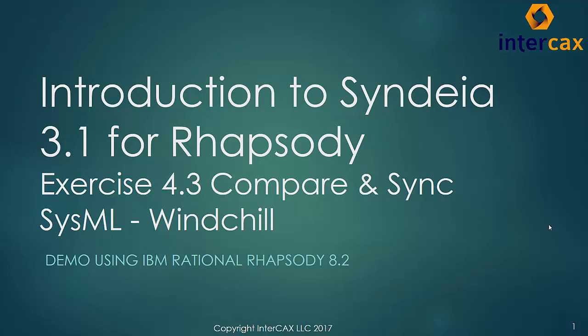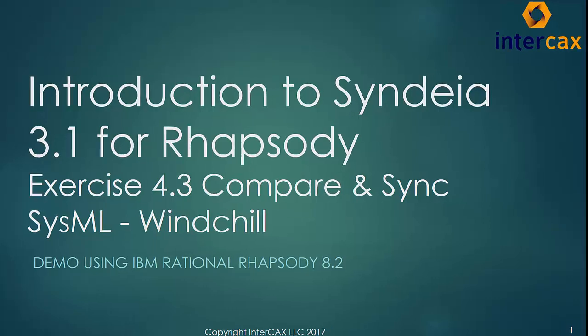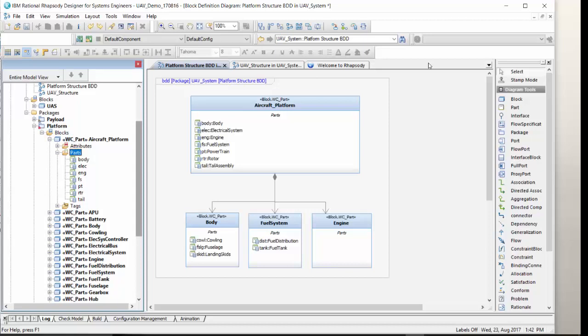In this video, we will show how we can use these connections to compare and update the two structures as one or both of the models evolve over time. We begin by opening the SysML model we used in the last video. We will modify the SysML part structure by adding a second part of type engine.